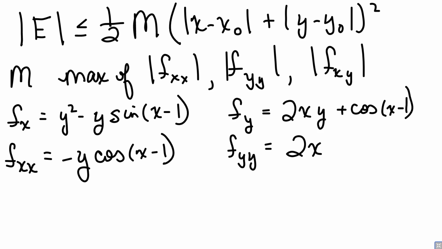And then the last thing we need to do is to find the mixed partial. And we can do it off either one. We can do it off of the partial with respect to x or the partial with respect to y. It doesn't matter. You're still going to get the same answer. So let's just do it off the partial with respect to x. So what would be the mixed partial?